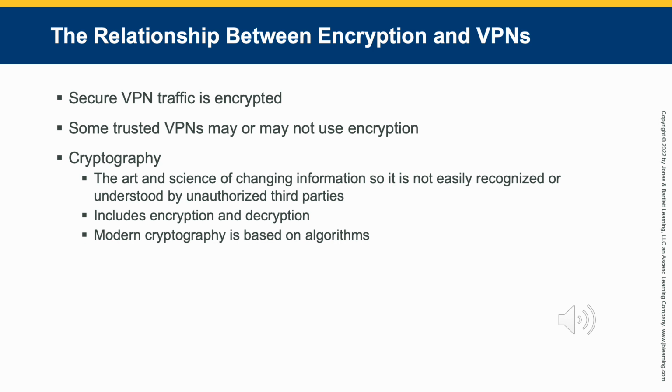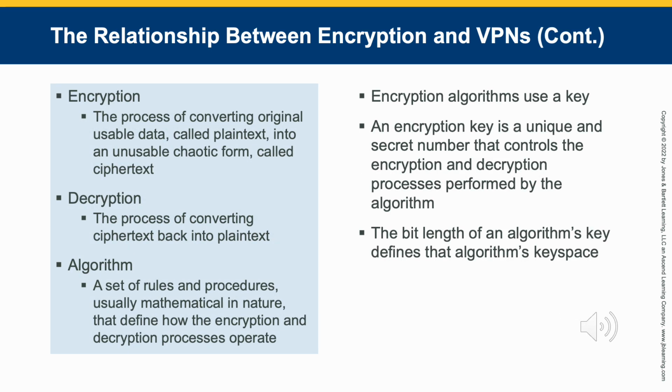Modern cryptography is based on algorithms. Encryption is the process of converting original usable data, called plain text, into an unusable chaotic form called ciphertext. Decryption is the process of converting ciphertext back into plain text. An algorithm is a set of rules and procedures, usually mathematical in nature, that define how the encryption and decryption process operate.